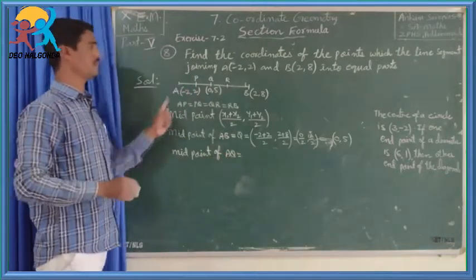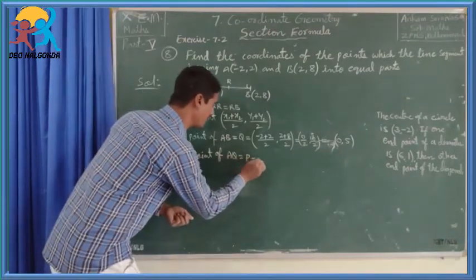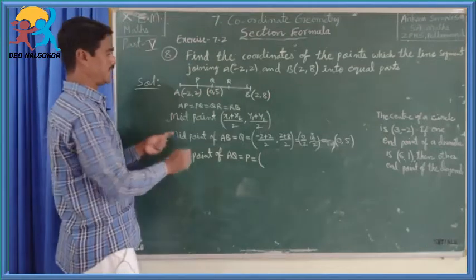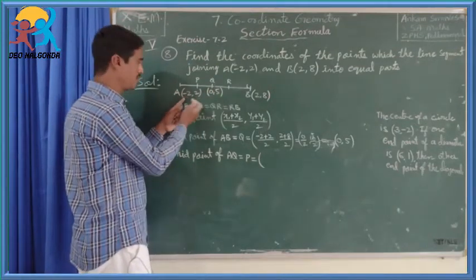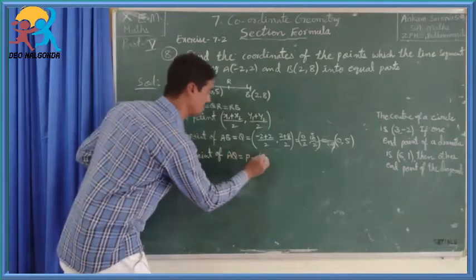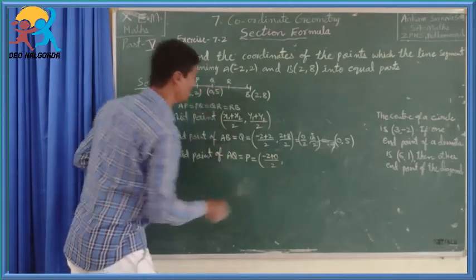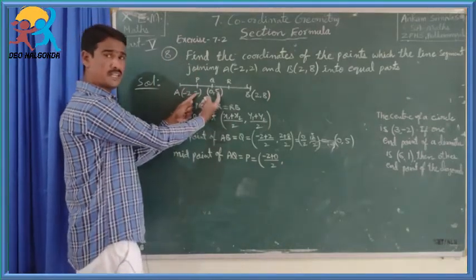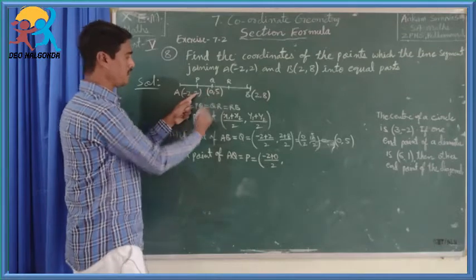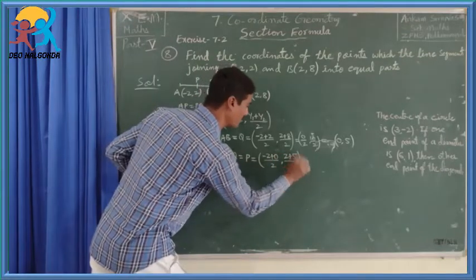The midpoint of AQ becomes P. So here P equals ((x1 plus x2) by 2, (y1 plus y2) by 2): sum of the first coordinates by 2, (-2 plus 0) by 2, comma, sum of second coordinates, (2 plus 5) by 2.